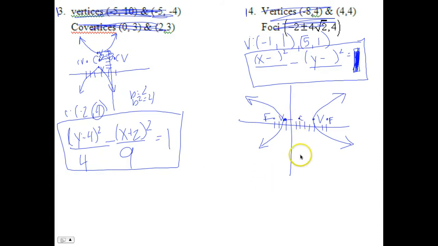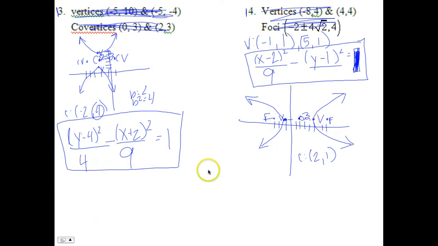So our center point is 2, 1. So we can write out 2 and 1 here. And then the value that's going to go underneath x is going to be the horizontal distance from the center to the vertex here. So that will be 3. So keep in mind it's always the squared value. So we'll have 9.